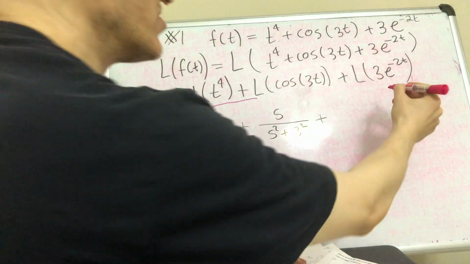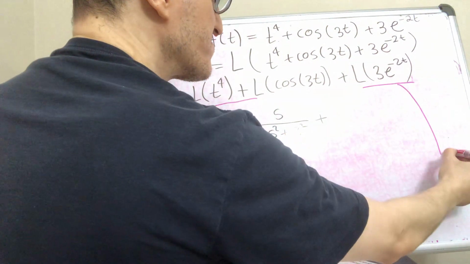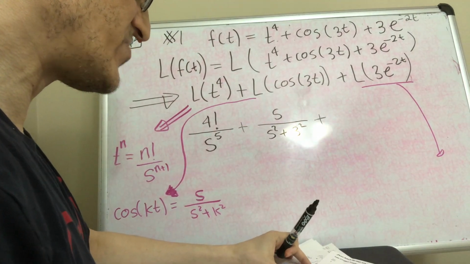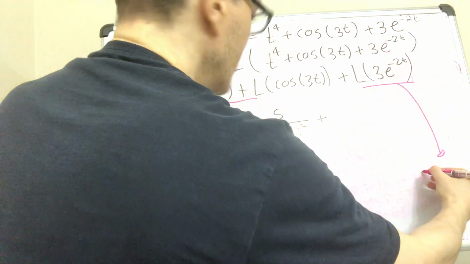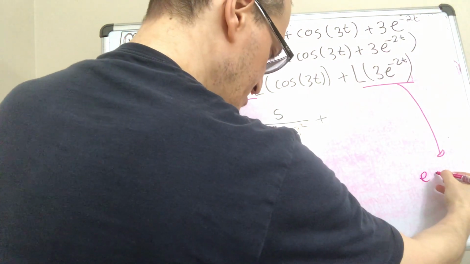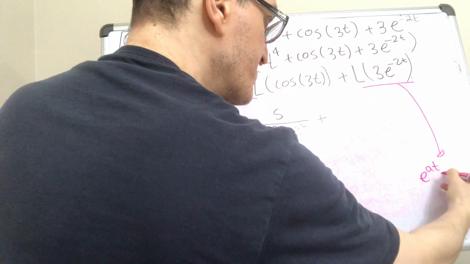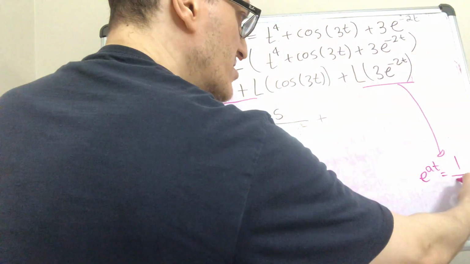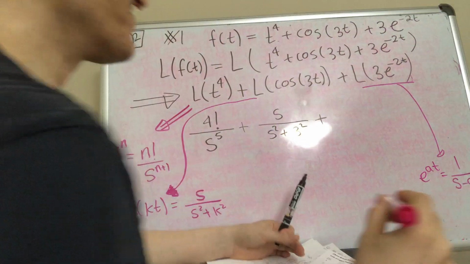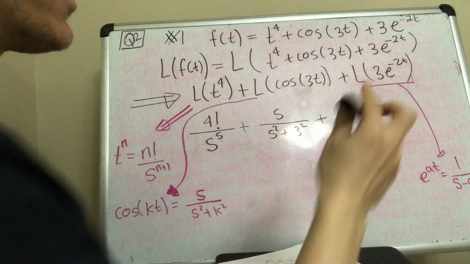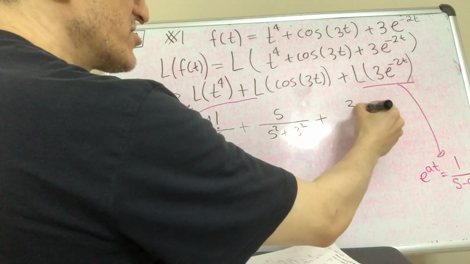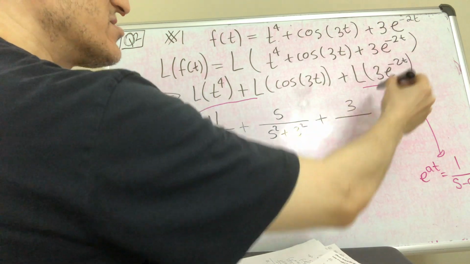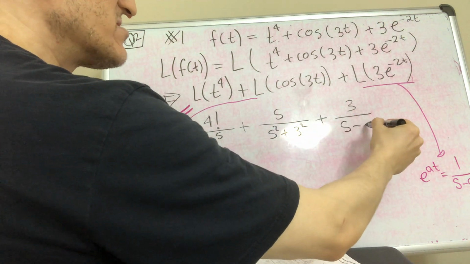Now we do this one, and for this one we use rule number 5. When you have e to the at, the transformation would be 1 over s minus a. There is a constant 3, so you put it on top. Your a is minus 2, so it would be s minus the minus 2.